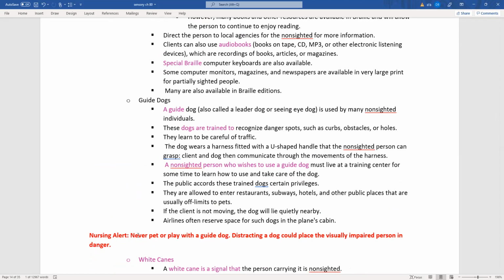I don't give a damn what kind of dog it is. It can be your favorite dog, because you're going to cause that dog to become distracted, and that visually impaired person can be in danger. Don't go play. I don't give a damn. It's not even just about a blind person. You're not supposed to touch them damn dogs at all, period.